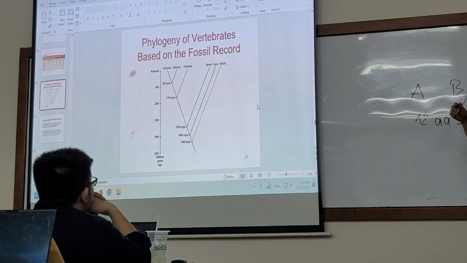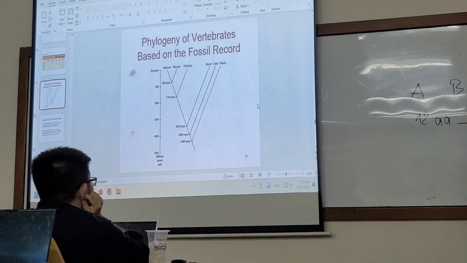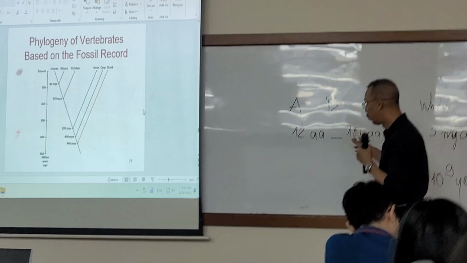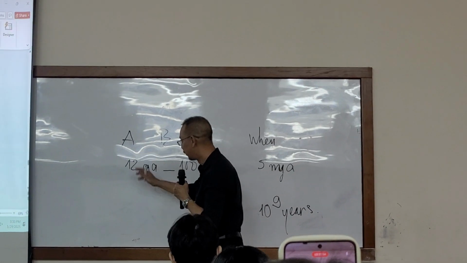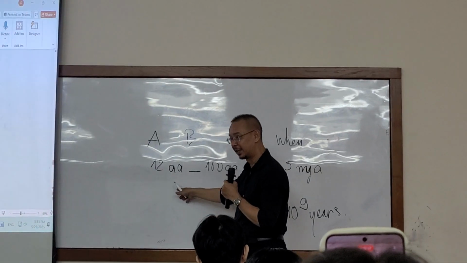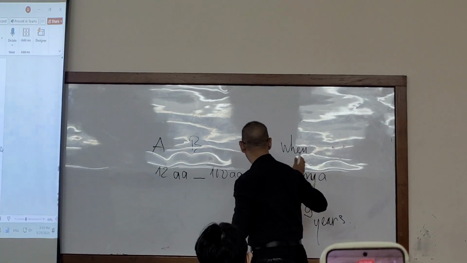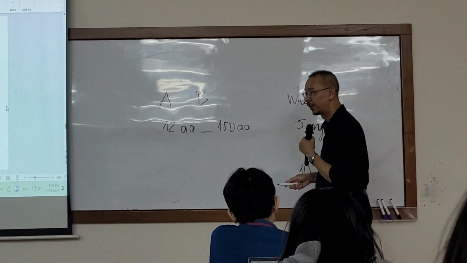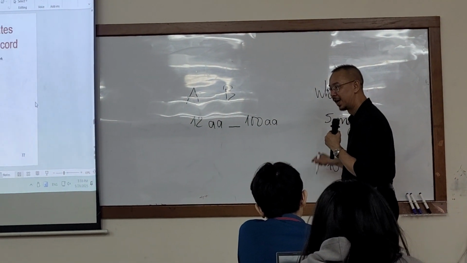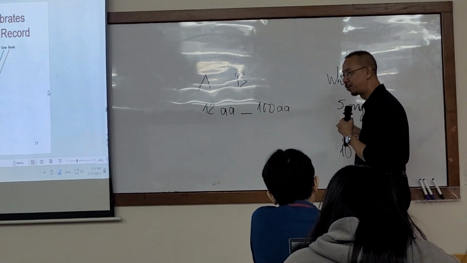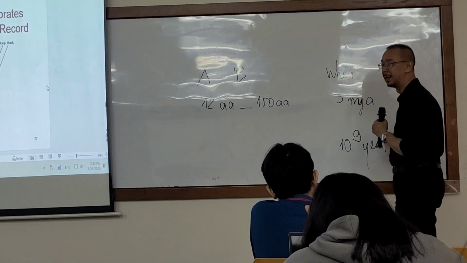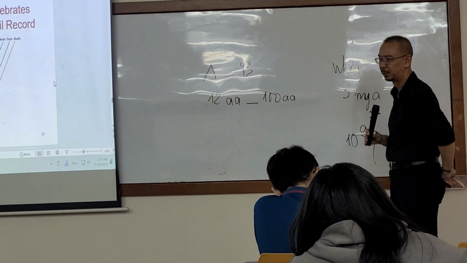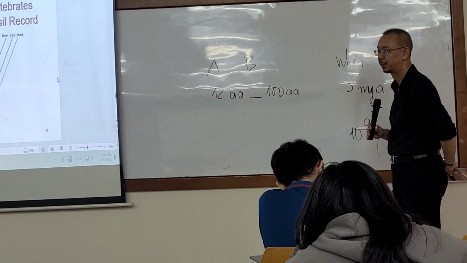So we have 2 species, A and B. For the protein, we investigate 100 amino acids, and we compare the 2 proteins and see 12 different amino acids. And then the evolution happened 5 million years ago. Now the question asks you to calculate the mutation rate per billion years. How do you do that?